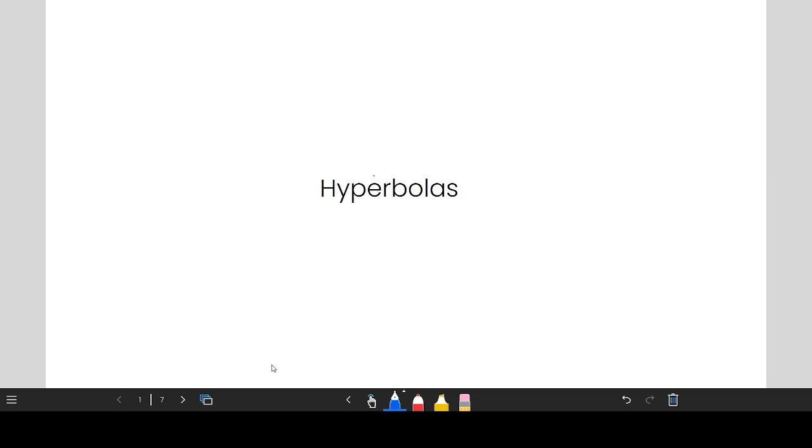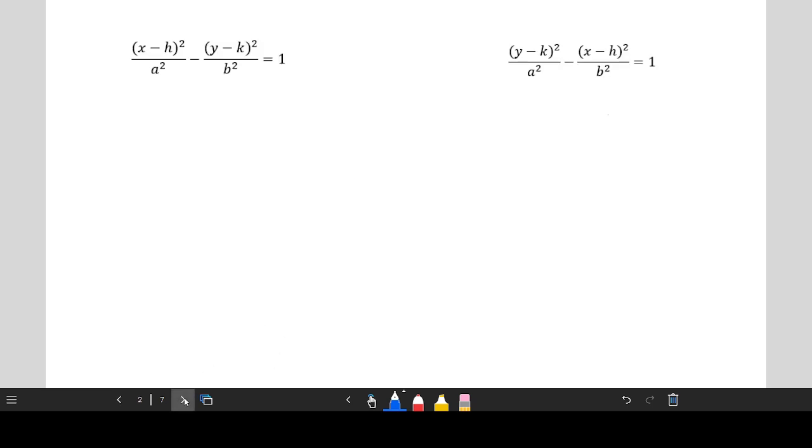In this video, we're going to begin discussing hyperbolas. The equation for a hyperbola looks pretty similar to the equation for an ellipse. We have 1 on the right side, we have two fractions, we have x minus h squared and y minus k squared for the numerators. The difference is we have subtraction for hyperbolas. So for an ellipse, it was addition between the fractions.